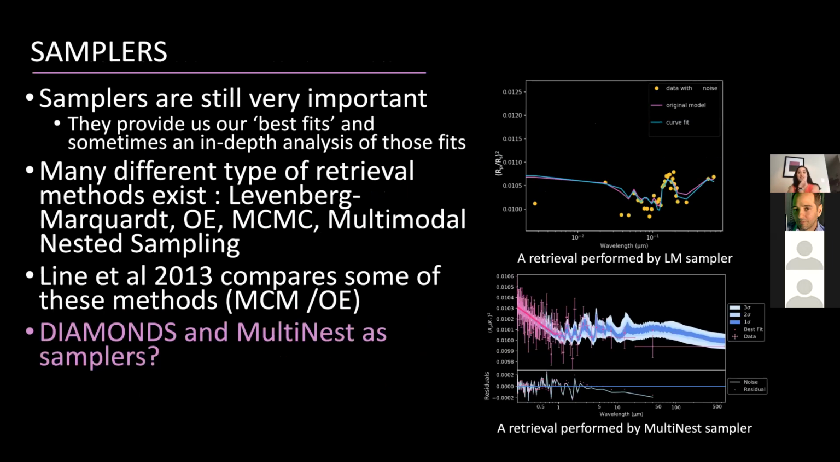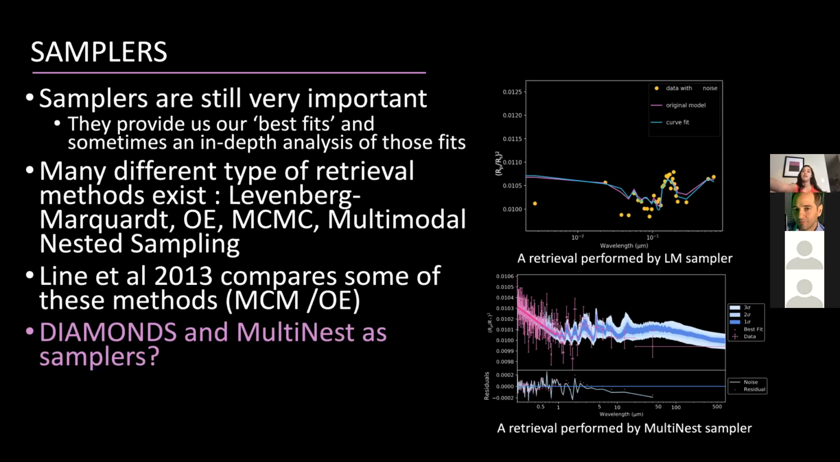Now, let's talk about samplers. Samplers are still very important because they are actually what sample all of the parameter combinations and provide us with our best fits. And sometimes they can even provide us with a very in-depth analysis of why we obtained those fits. Many different types of retrieval methods exist. There's Levenberg-Marquardt, which is basically a damped least squares method. We have optimal estimation, Markov chain Monte Carlo, multimodal nested sampling.